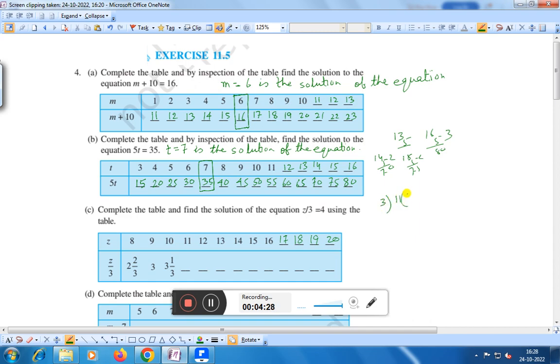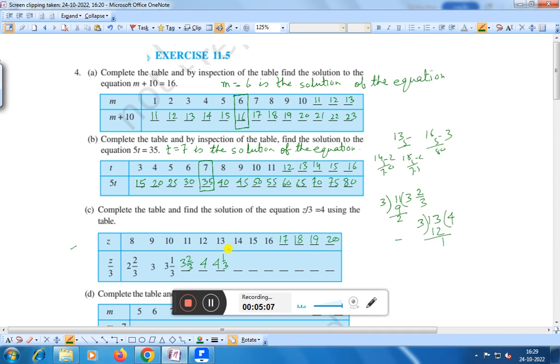What are you getting? 3 threes are 9, 10, 11, 2 remaining. That is 3 whole 2 by 3. Then 12 by 3, 3 fours are 12, so it is 4. Then 13 by 3. If we divide 13 by 3, 3 fours are 12, 13 minus 12 is 1. 4 whole 1 by 3.